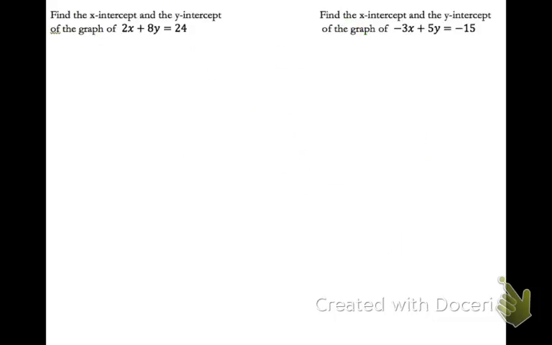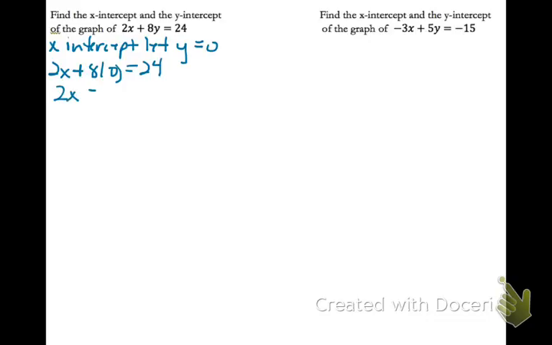Let's practice finding the x and y intercepts with another equation. So we have 2x plus 8y equals 24. We'll use that same method that we just did to find the x-intercept. We will let y equal 0. So it's just the opposite. 2x plus 8 times 0 equals 24. So 2x equals 24 because 8 times 0 is 0. Divide both sides by 2.